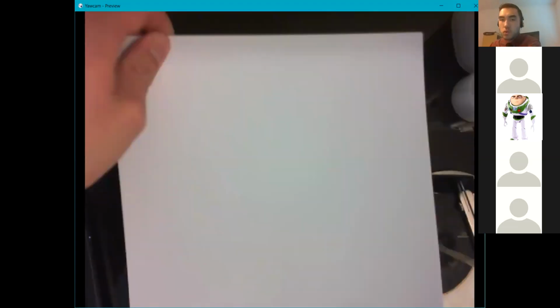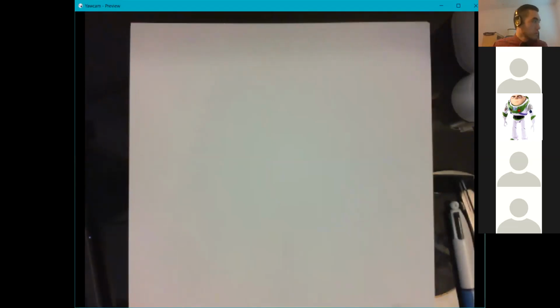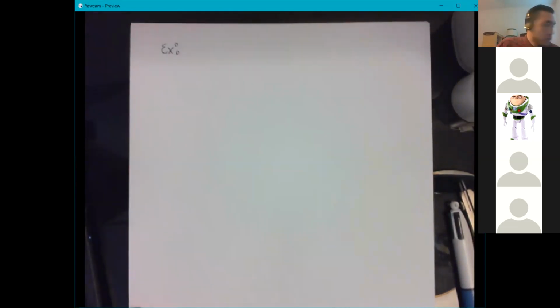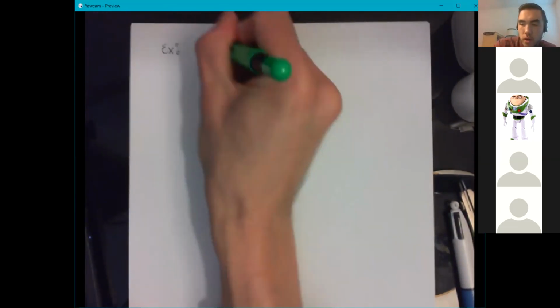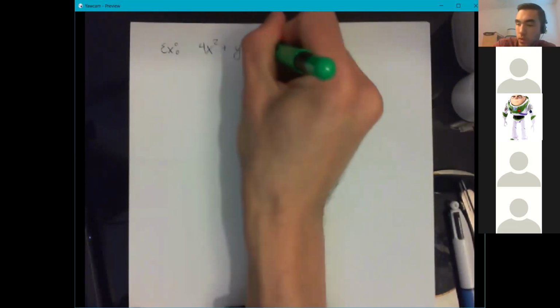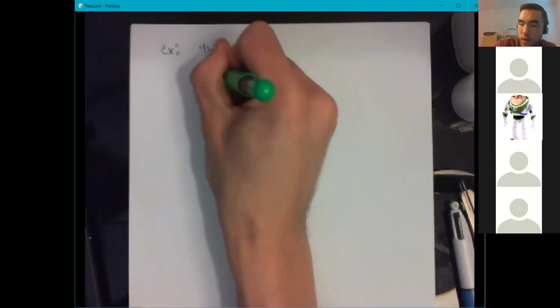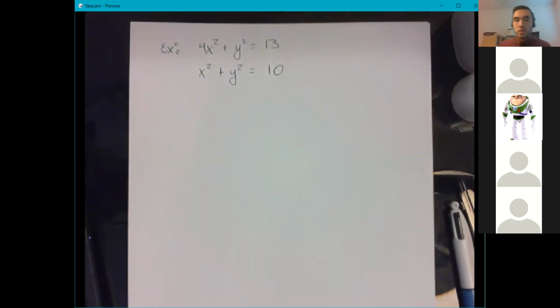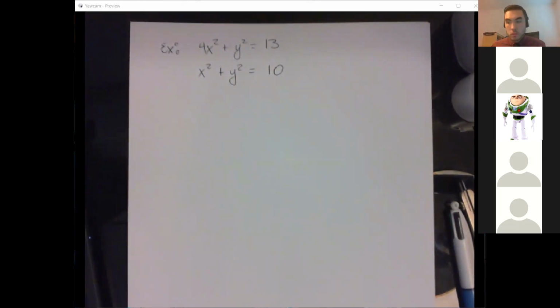So for example, let's go ahead and say that I have 4x squared plus y squared is equal to 13, and x squared plus y squared is equal to 10. So what is the form of my first equation here? The first one is an ellipse, yeah. And here's how we know.